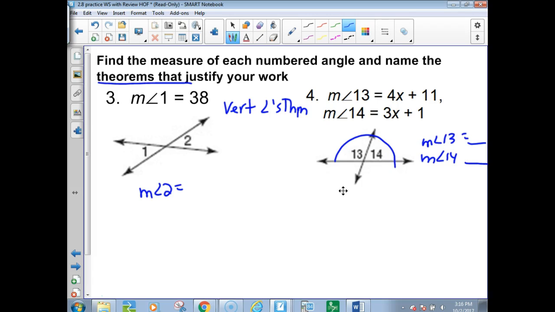All right, they add up to 180 because of the supplements theorem. So we'll just say 7x plus 12 equals 180. I already added them, like terms. And you finish solving.